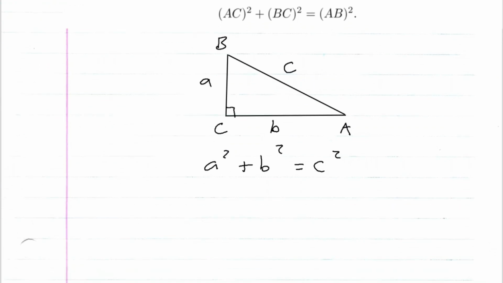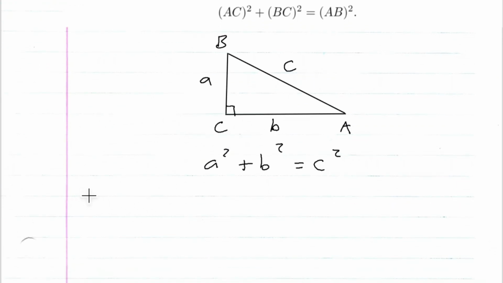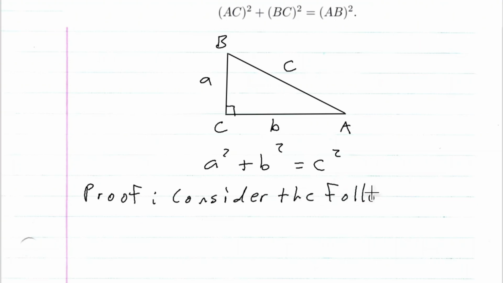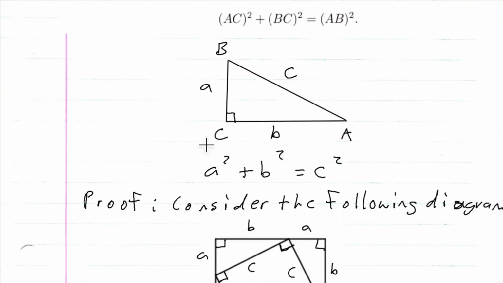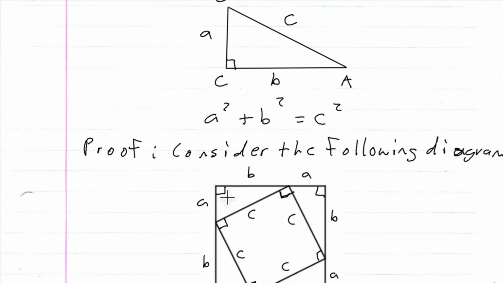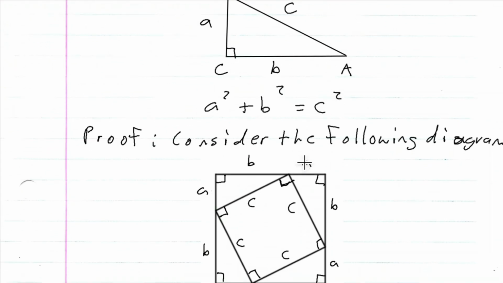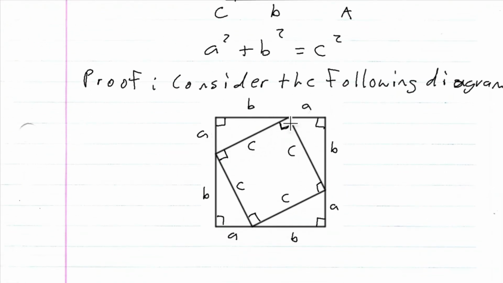Now, what I'm going to do is draw a diagram. So I'll start the proof, and we're going to consider the following diagram. Okay, so here's our diagram. We have the length of the shorter leg is a, which is what we had here, BC. The length of the longer leg is b, which is what we have here. And the length of the hypotenuse is c, right?